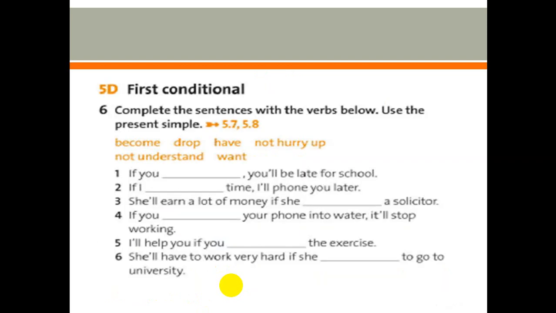Okay. Now let's go to the grammar builder at the end of your book. This is a grammar builder. Okay. في آخر الكتاب يوجد grammar builder. We have to complete the sentences with the verbs below. Use the present simple. أكملوا الجمل الشرطية باستخدام الأفعال في الأسفل. become يصبح، drop يسقط أو أوقع، have يتغير له أكثر من معنى، not hurry up لا يسرع. not understand لا يفهم. want يريد.